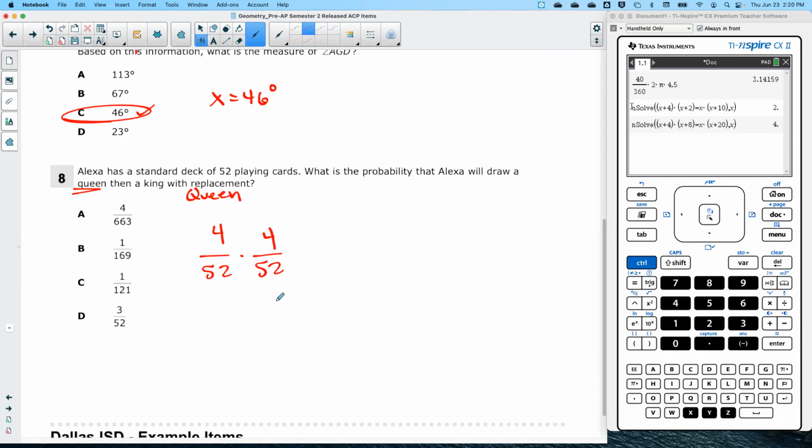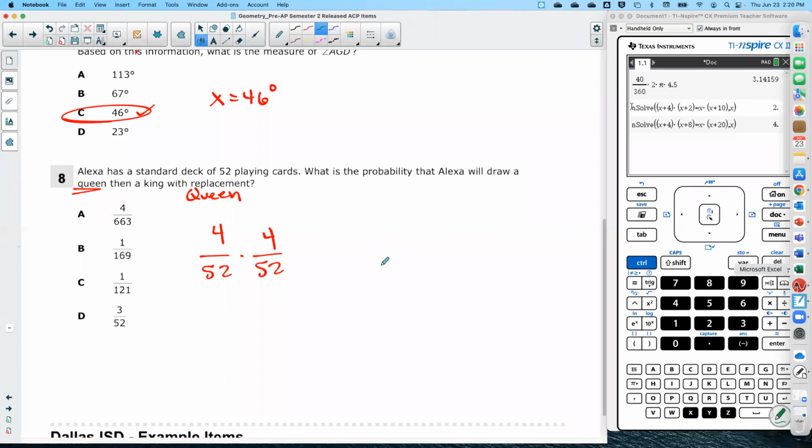Type that in the calculator, press enter, because it'll simplify it for you. 1 over 169. Yeah. And so that would be the answer here.